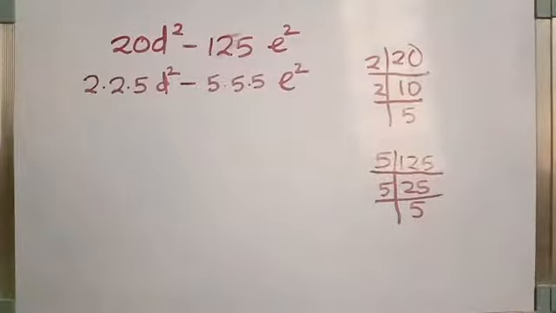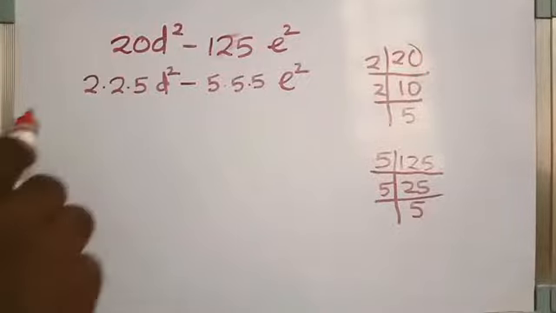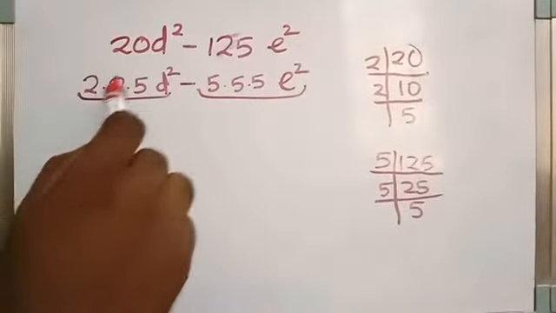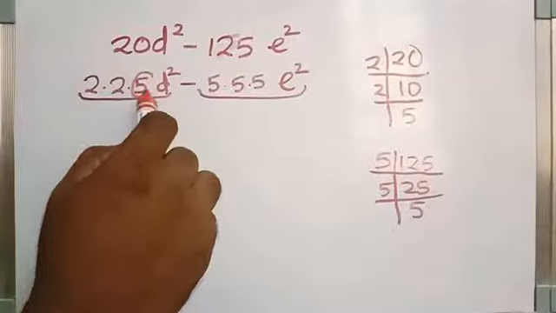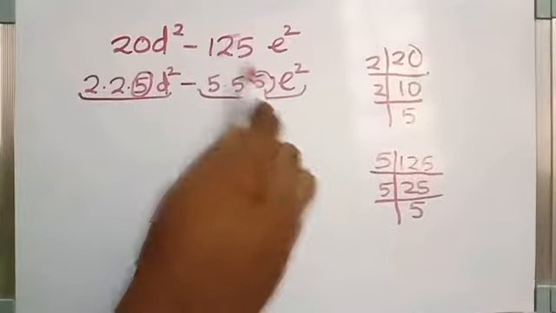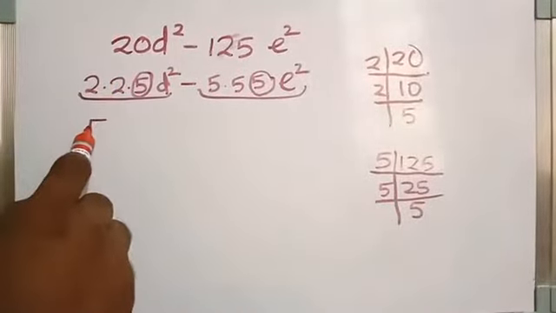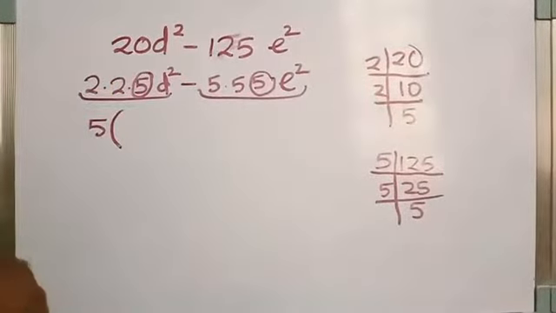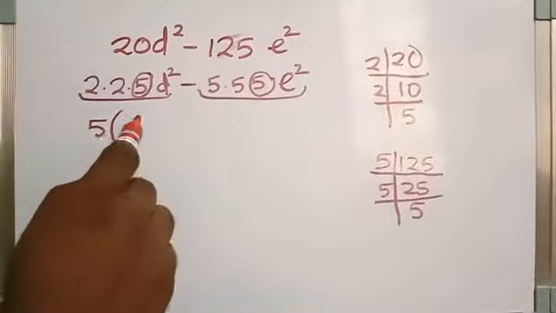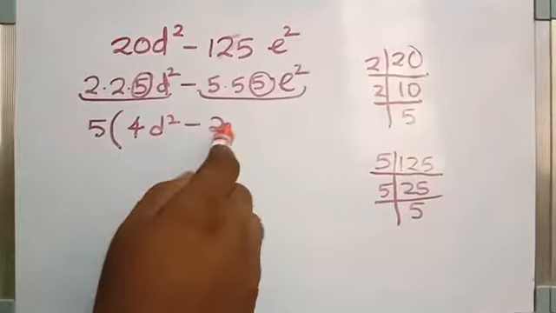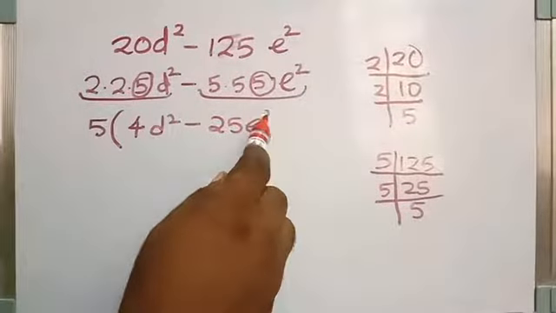Now find out which is the number you find common. Do you find any number common in the first term and second term? Yes, there is a number which is common. What is that number? 5. Now when you take 5 as a common term, easily we can find the remaining: we have 4d squared minus 25e squared.